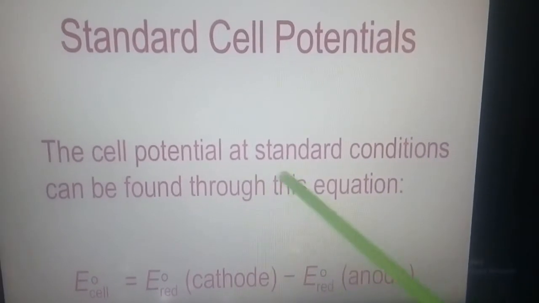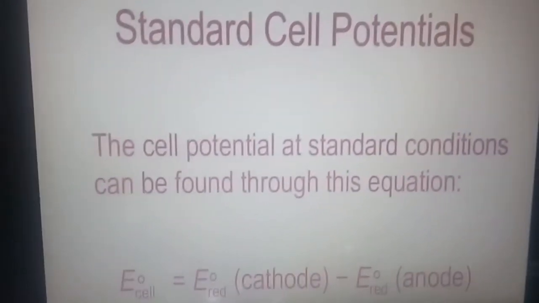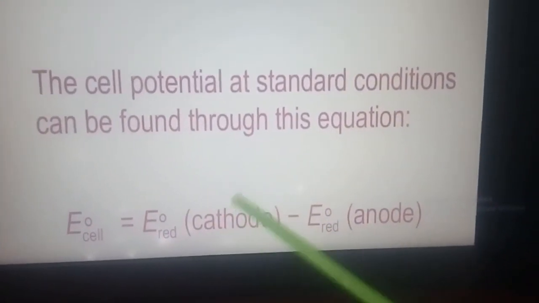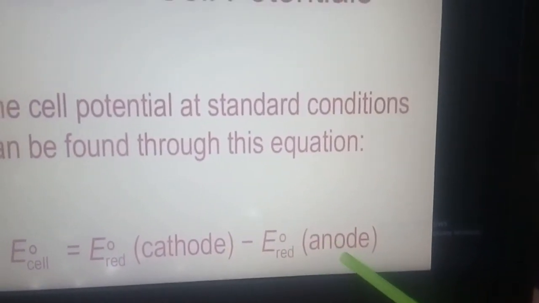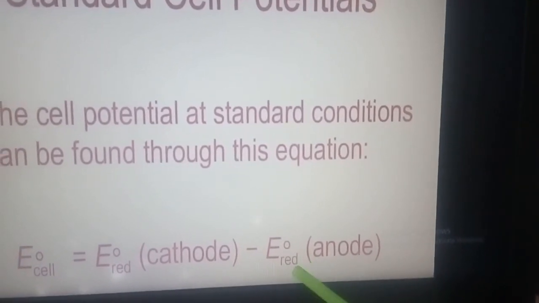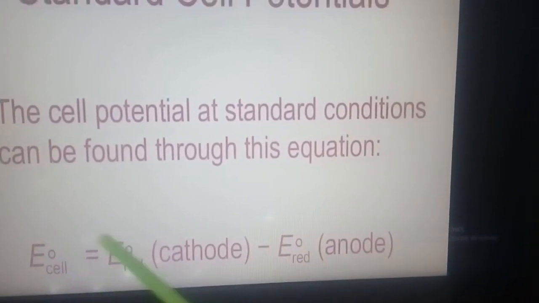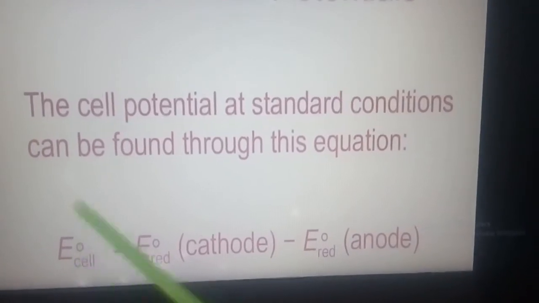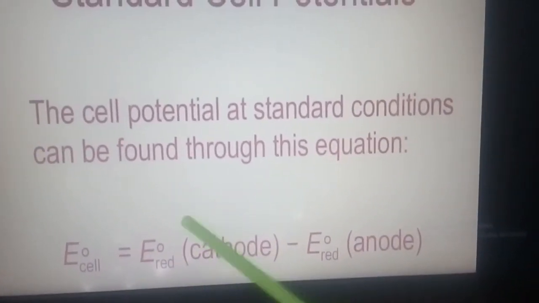So the cell potential at standard conditions can be found through its equation: E standard cell equals E standard reduction, that means that is taking place at the cathode, minus E standard anode, that is also a reduction electrode potential. I told you also that whenever we have to measure the standard cell potential or a cell potential, then always we consider the reduction electrode potential.